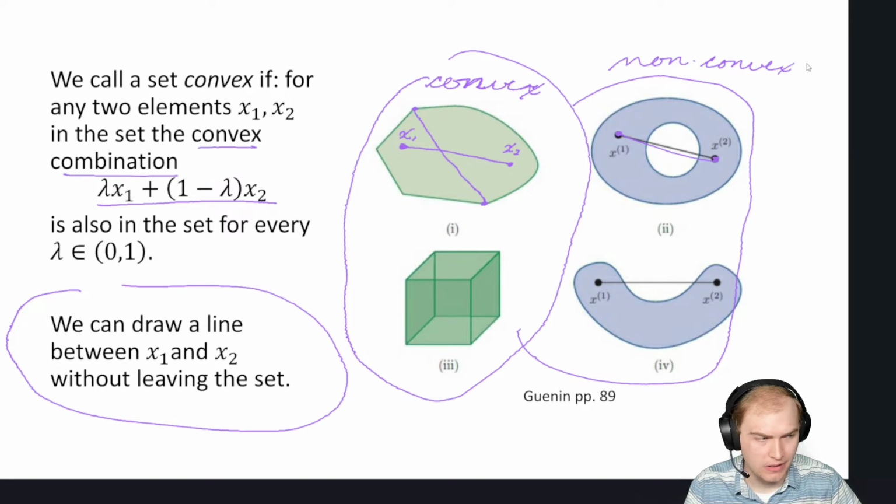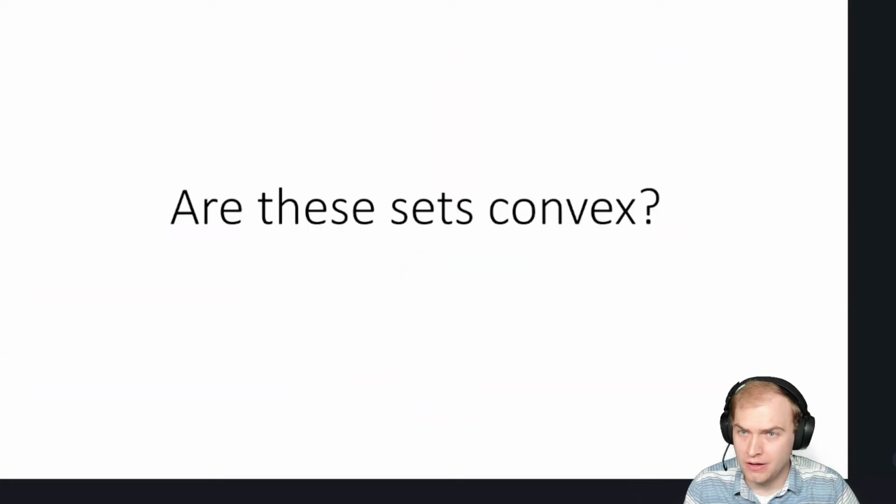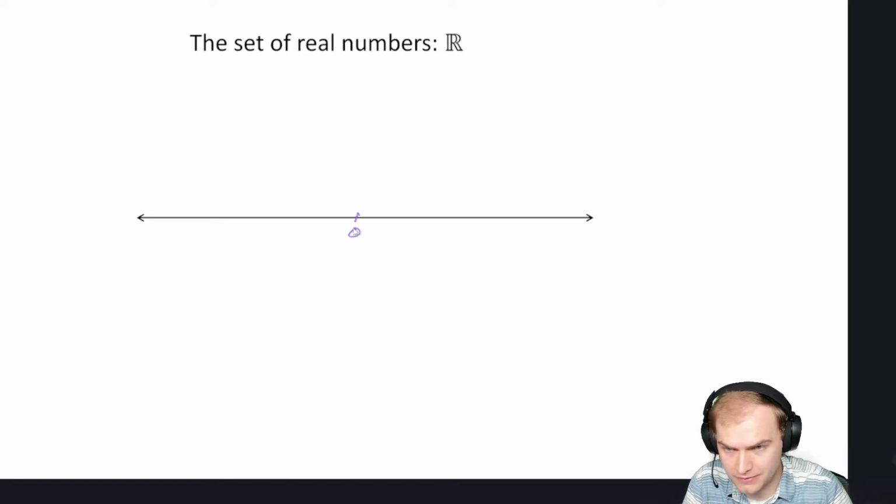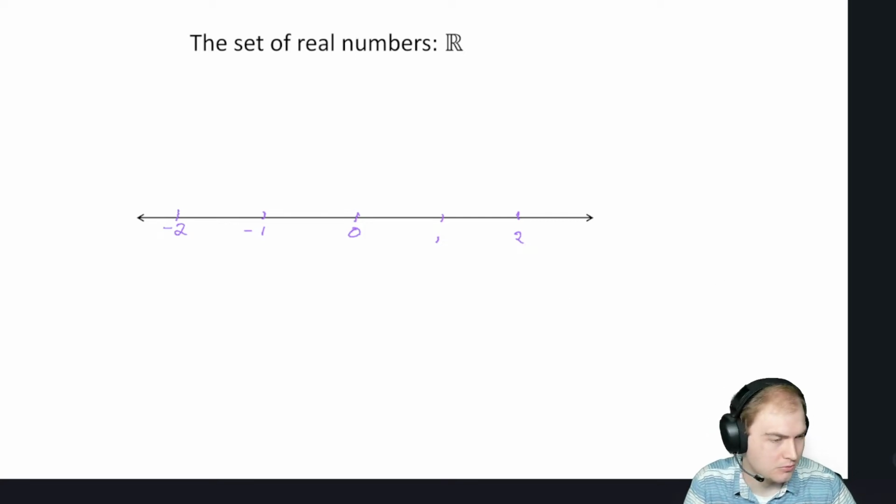Great. So I'm going to open up a poll real quick, and we'll run through a few examples, and you guys are going to tell me whether you think they're convex or not. We're going to start with the set of real numbers. So this is just a number line. Say we have 0 here, 1 here, -1, 2, -2, going on to infinity in either direction. Is that one convex or not?